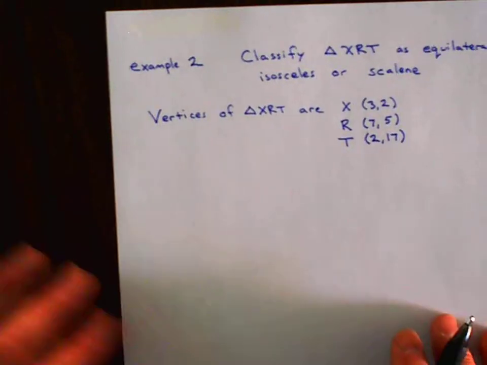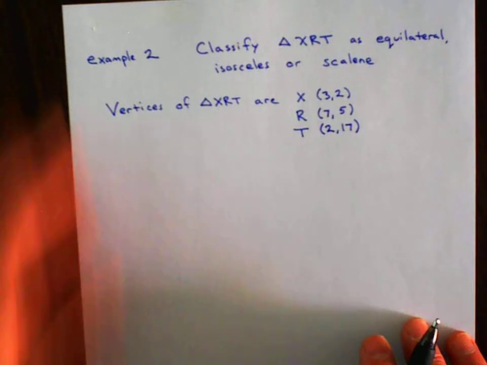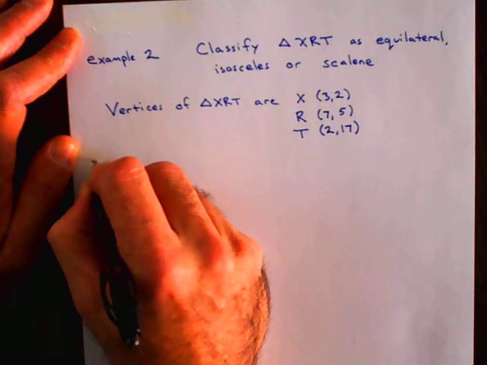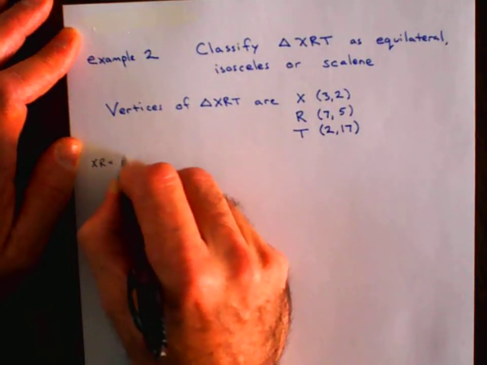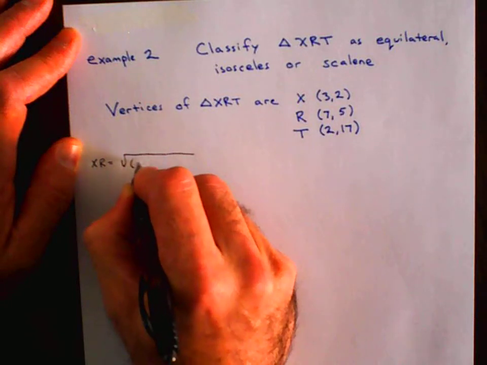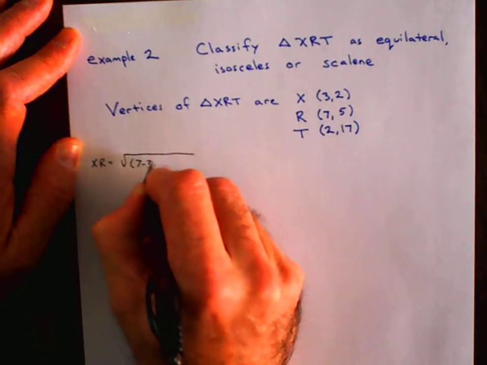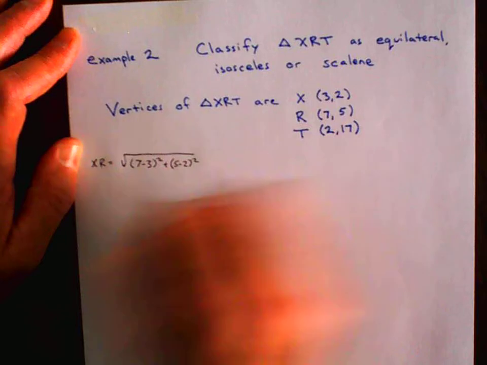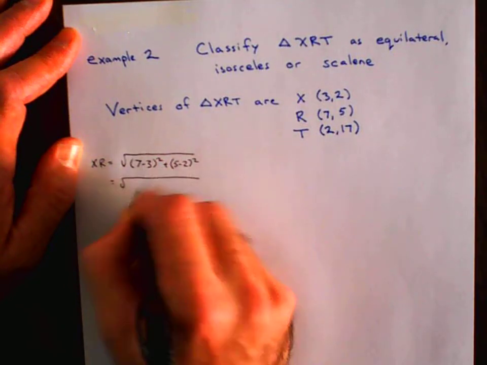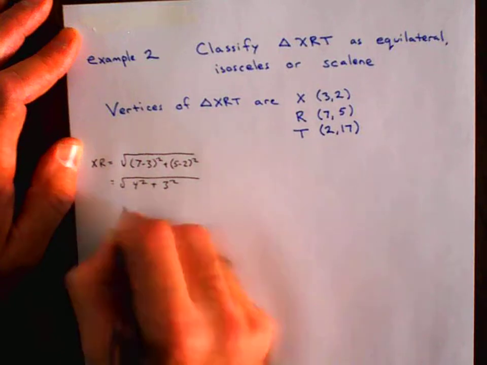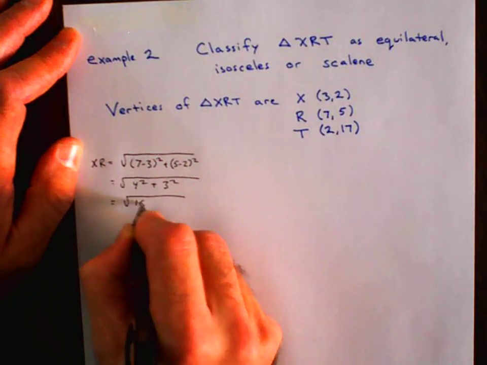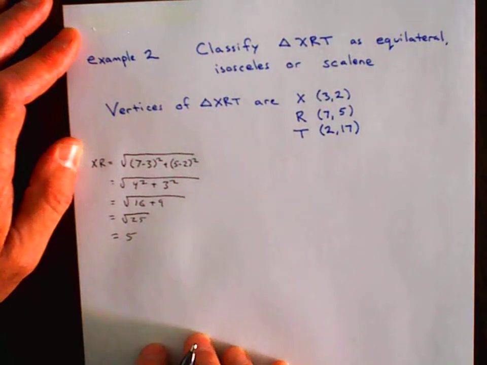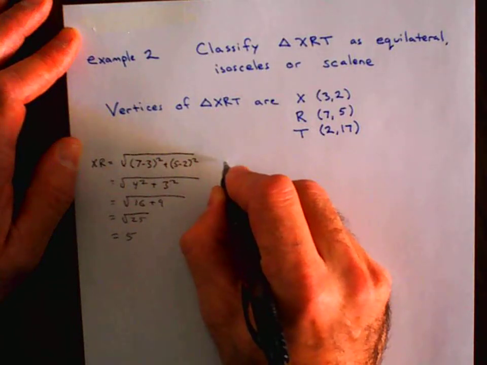We have classifying triangle XRT as an equilateral, isosceles, or scalene triangle. Again, we're going to break this down into three parts. XR would equal the square root of (7 minus 3) squared plus (5 minus 2) squared. That's equal to the square root of 4 squared plus 3 squared. Similar numbers. 16 plus 9 is the square root of 25. So XR has a length of 5. Let's go ahead and do XT.